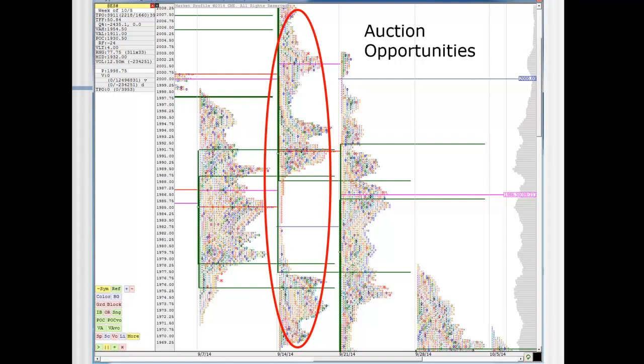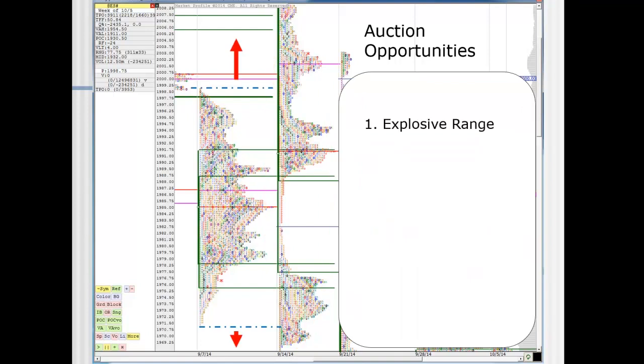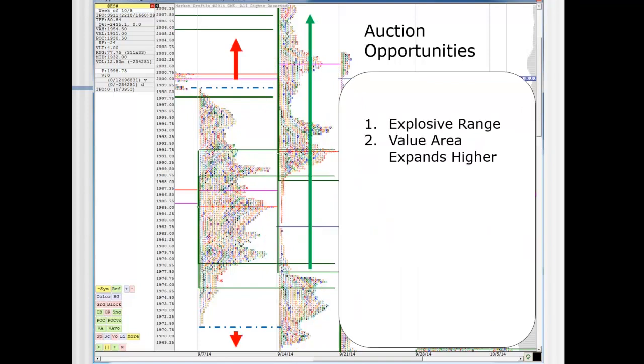Now, why do we select this week specifically? The reason is we have a number of things that have happened during the auction for this week that make it worthy of our attention. The first two things that have happened that are significant: we had an explosive range. What do we mean by an explosive range? Notice the prior week we had, let me get my highlighter here.